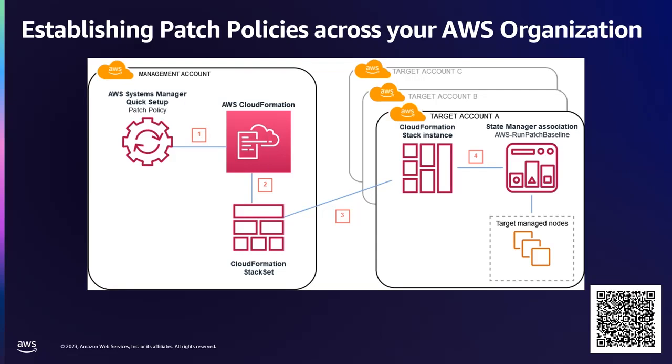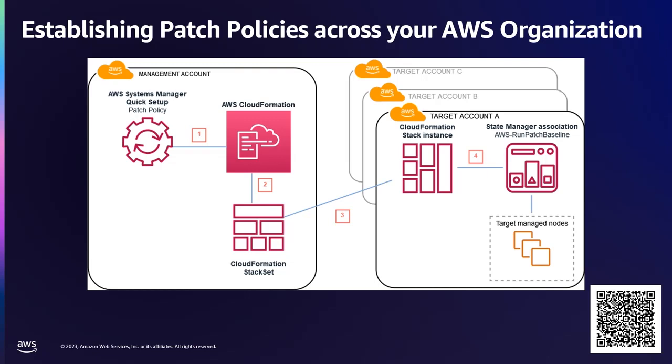So taking a look at patch policies first, this is the way, as Anthony mentioned, to establish centralized patch scanning as well as patch install operations across your AWS accounts and regions. And it all starts with the Quick Setup functionality of Systems Manager. So in the organization management account, you can navigate to the Quick Setup console and you can deploy out a patch policy. Again, you can deploy out multiple iterations of patch policies as well.